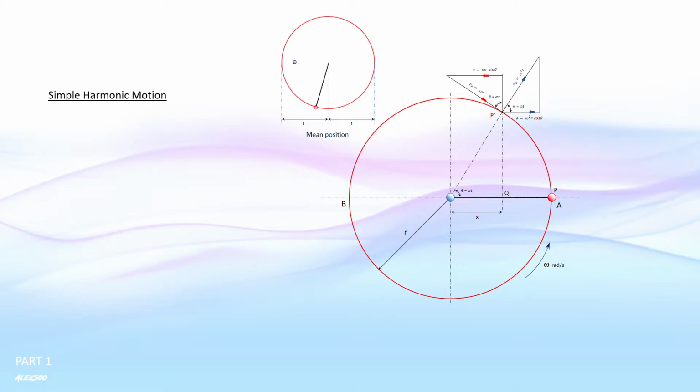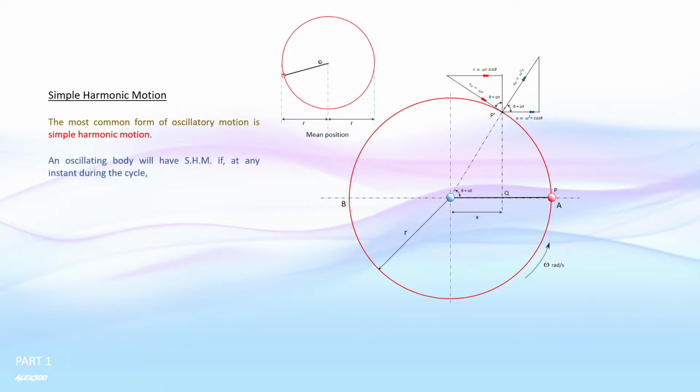What is simple harmonic motion? There are two important points that we have to refer to in order to define simple harmonic motion. The most common form of oscillatory motion is known as simple harmonic motion, SHM. An oscillating body will have SHM if at any instant during the cycle there are two points that it has to fulfill.